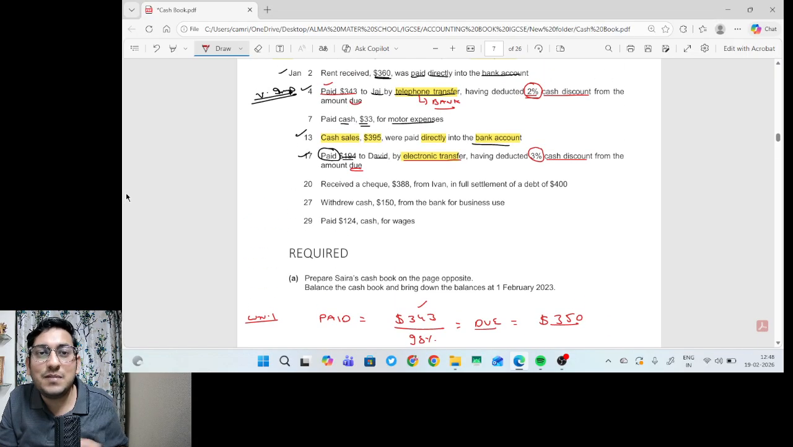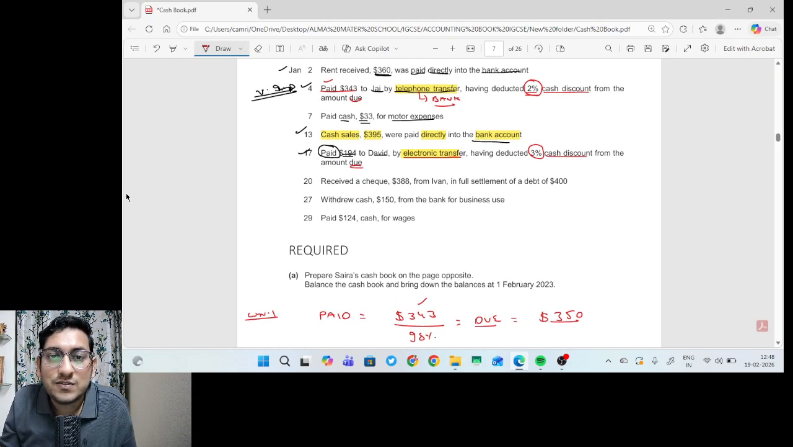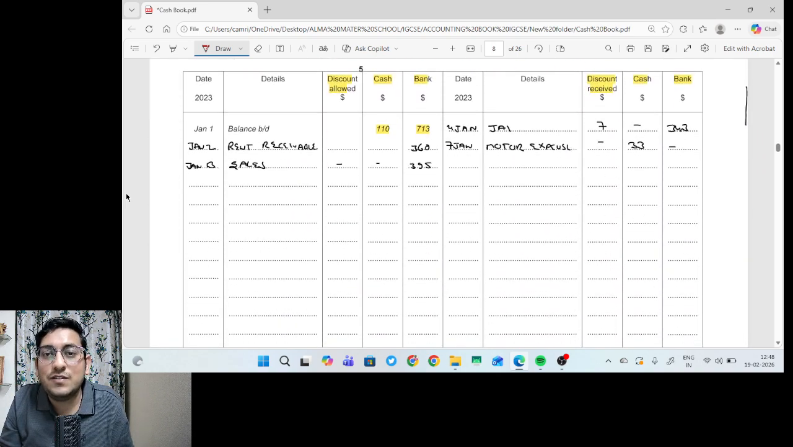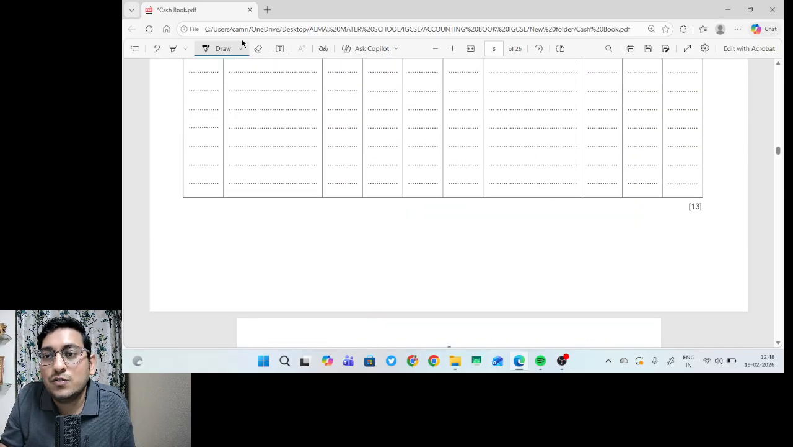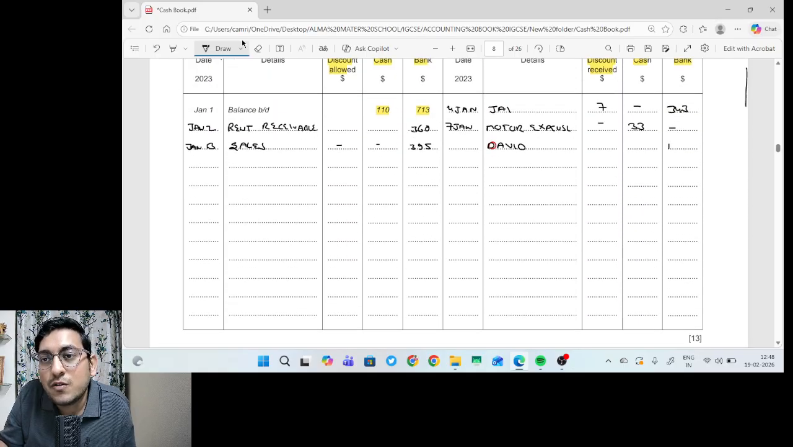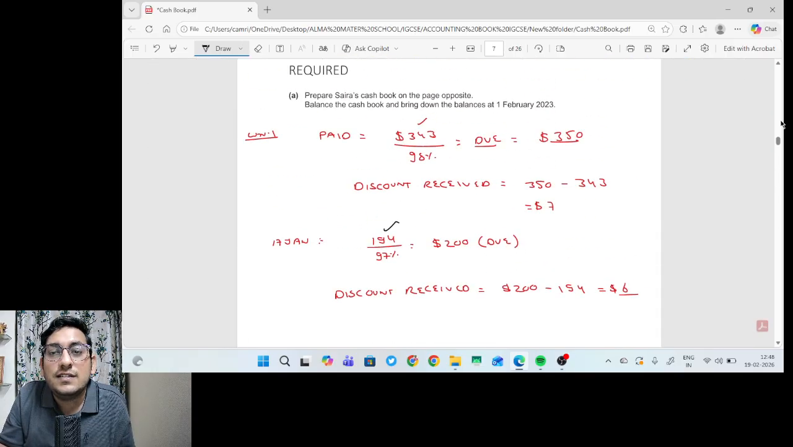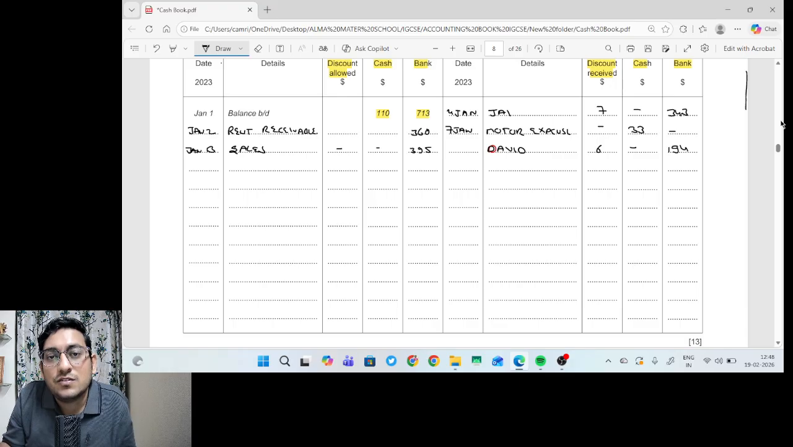So what entry will we pass? Electronic transfer, that means we have paid through bank, so we have paid to debit. So obviously we'll go to the bank credit side and we will write what? Debit. And how much have we paid? We have paid 194. So in the bank column, 194 amount will be reduced and $6 will be called discount received. And what is the date given? 17th of January.